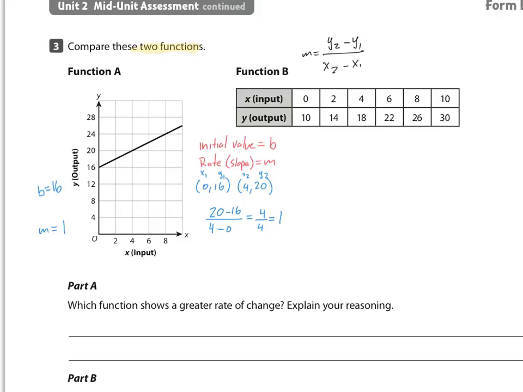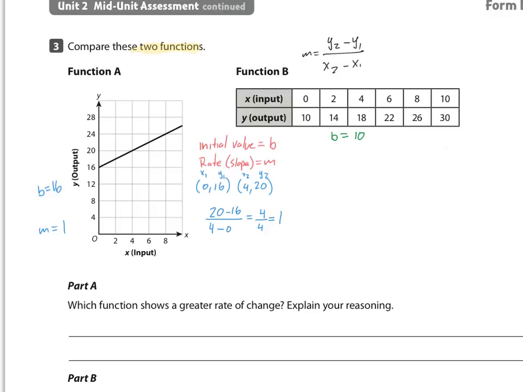Now let's look at the slope and the initial value for function b. Whenever we're looking for the initial value of a table, the only thing you need to pay attention to is where your input is going to be equal to 0. In this case, my input is 0 right here, and my y value is 10. I want to use a different color, so for this one, our initial value is going to be 10. Again, just because the 0 is right here, and wherever the 0 is for the x, that's where your initial value is going to be.